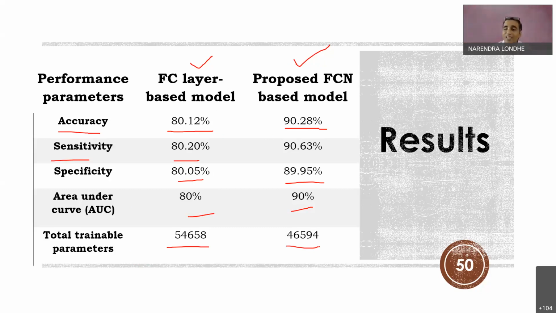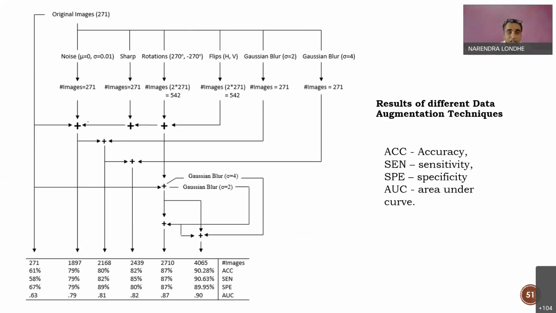I will tell you one thing. If you understand the fully connected layer, every neuron is connected to every neuron. So it is very clear that the number of trainable parameters is going to be higher in the case of fully connected layers, right? Okay.